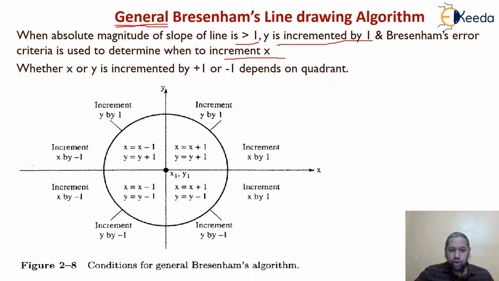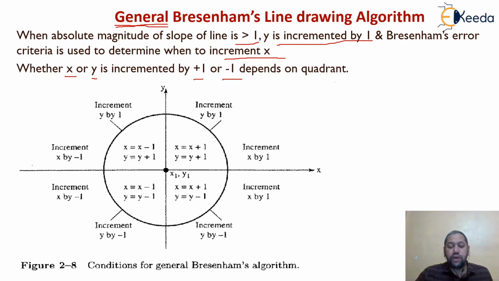It means if the slope of the line is greater than 1, I consider the maximum displacement of the line to be in the y direction, meaning delta y is greater than delta x. Y is always incremented in that case by 1, and the error term will decide whether to increment x or not. Whether x or y is incremented by +1 or -1 depends upon the quadrant. That's why I'm showing you this diagram.